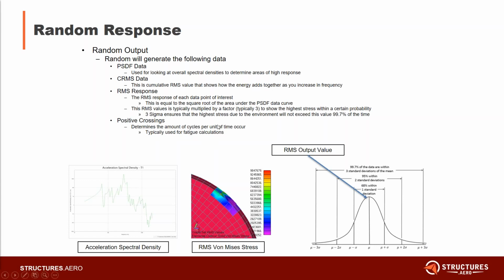And this is a typical standard in aerospace. Finally, we have positive crossings, which are typically used to determine cycles per time for different frequency loads. And this is typically used for fatigue analysis.